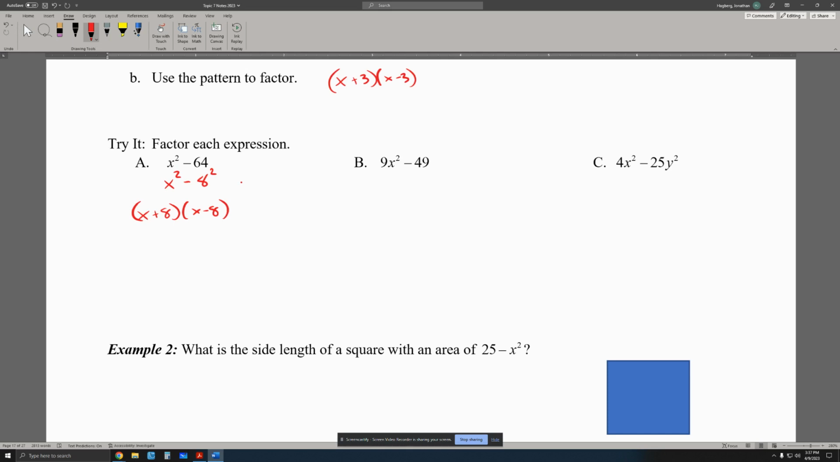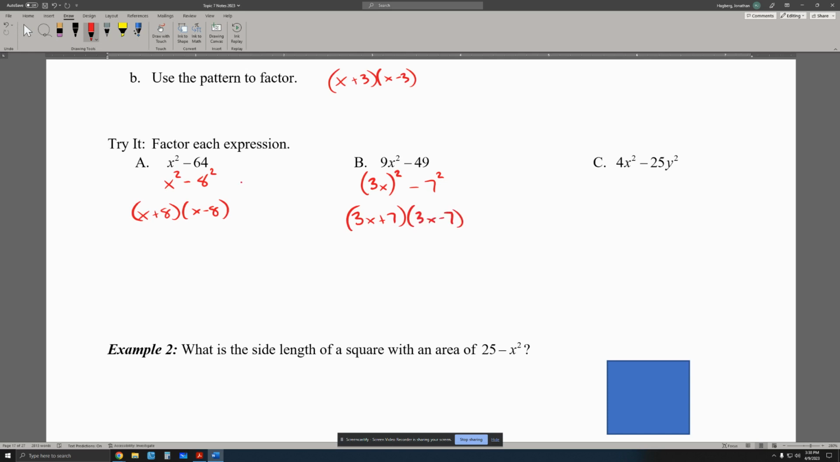Letter B, I notice that we have a perfect square. This is, again, a difference of squares. 9x squared. What is this a perfect square of? Well, I know that x squared is a perfect square of x, and 9 is a perfect square of 3. So I can write this as the quantity 3x squared. 49 is a perfect square of 7, and so what we have, again, is the difference of squares. This is equal to 3x plus 7 times the quantity 3x minus 7.